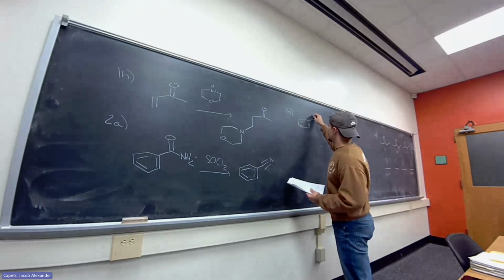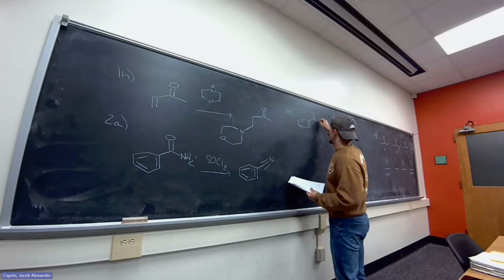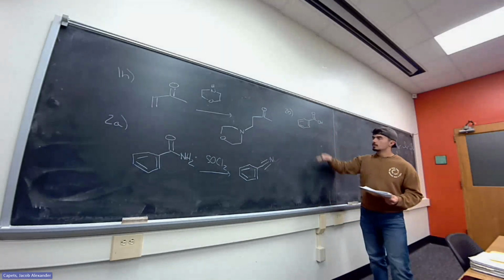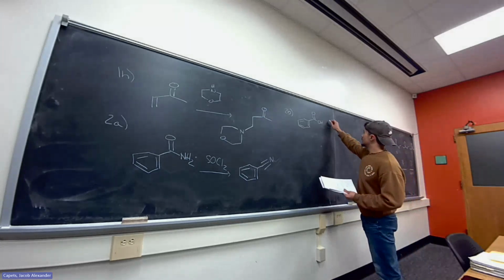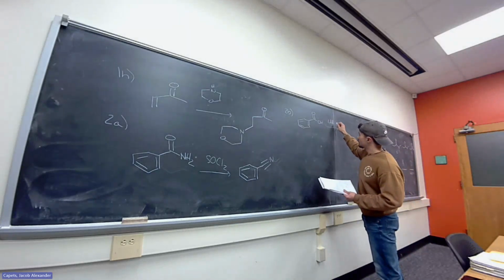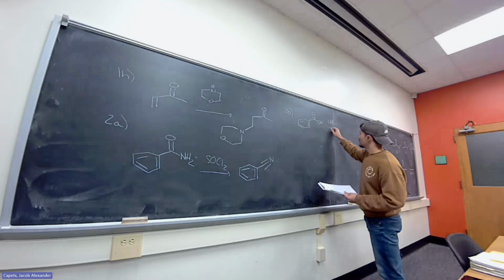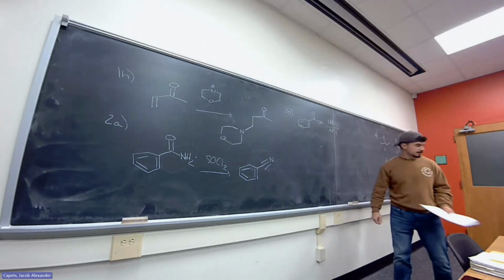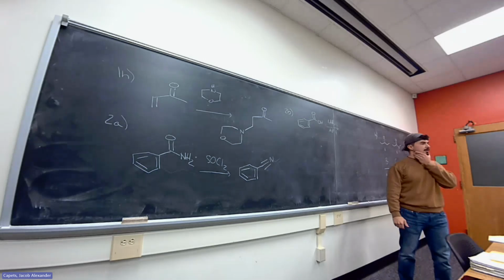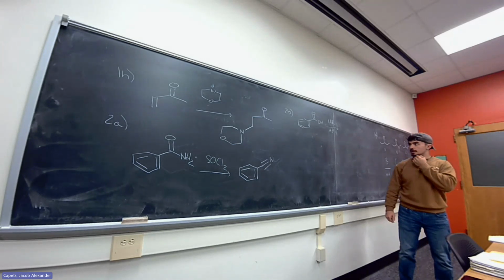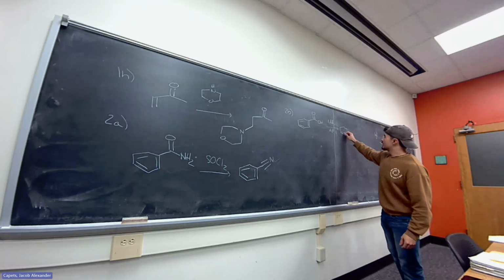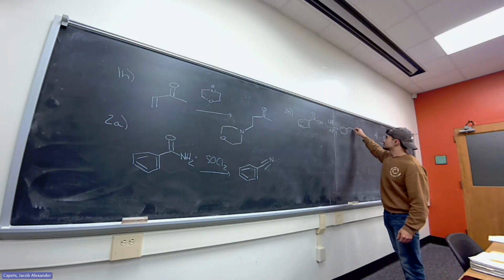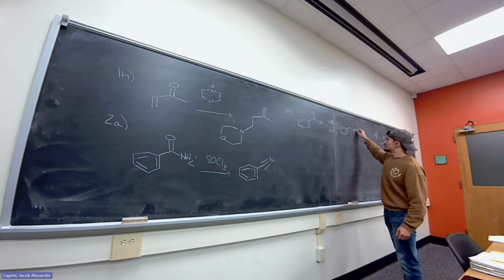Carboxylic acid. What is the oxidation number of that carbon? +3. And then we're using LAH. LAH is a 4 electron reducing agent, so we need to end up with what? +1. -1, correct. That is going to be an alcohol.